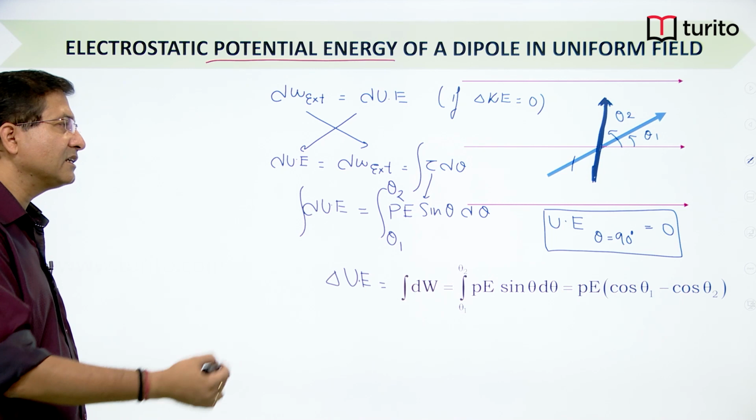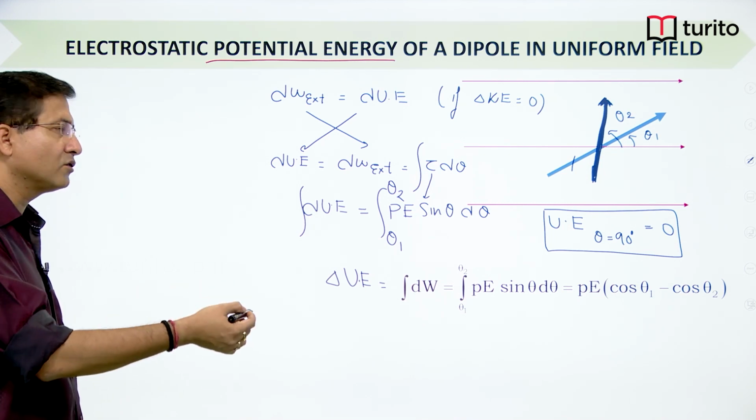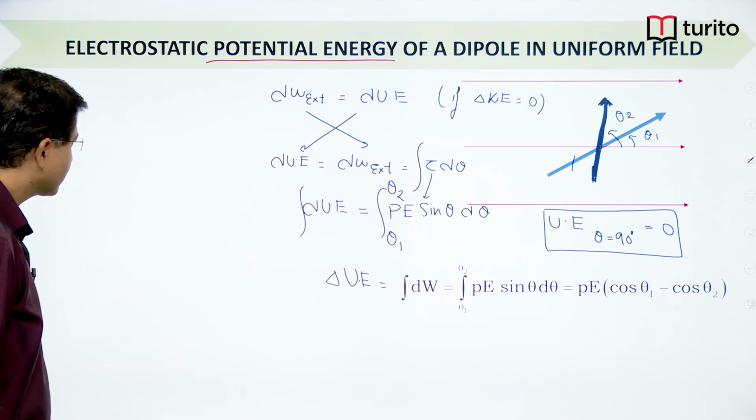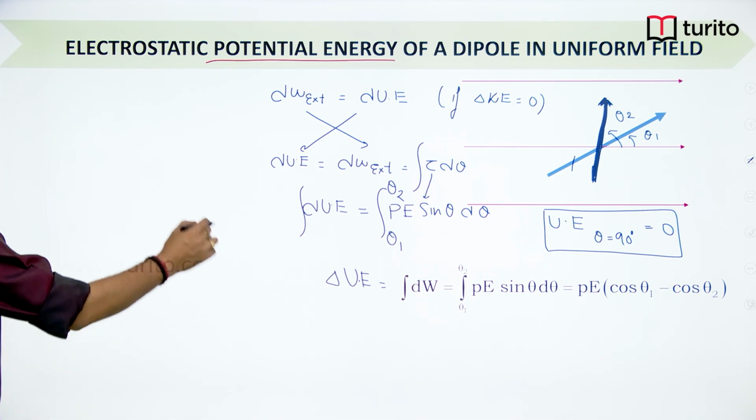Why 0 for 90 degrees? Why not 0 for theta is equal to 0? So for that you can understand it this way.